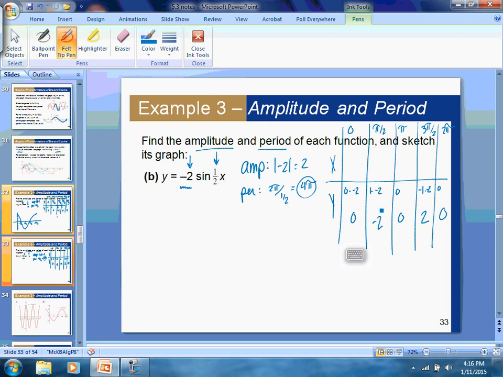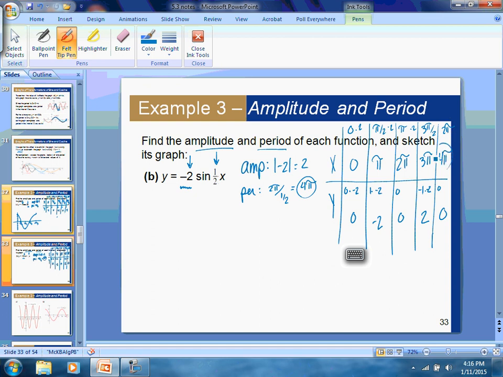Okay, and then the period, remember this 4 pi and this 1/2, I'm going to do the opposite of that, and that's going to affect my x values. So the opposite of multiplying by 1/2 is multiplying by 2. So I'm going to take all of these x values and multiply them all by 2. So 0 times 2 is still 0. Pi over 2 times 2 is pi. Pi times 2 is 2 pi. 3 pi over 2 times 2 is going to be 3 pi. And then 2 pi times 2 is going to be 4 pi.